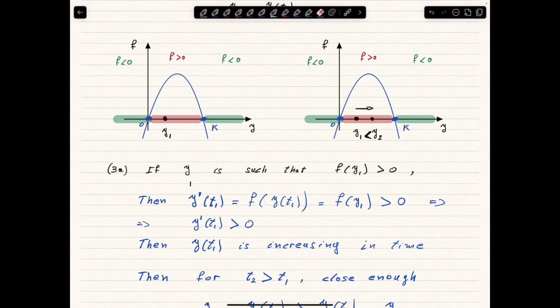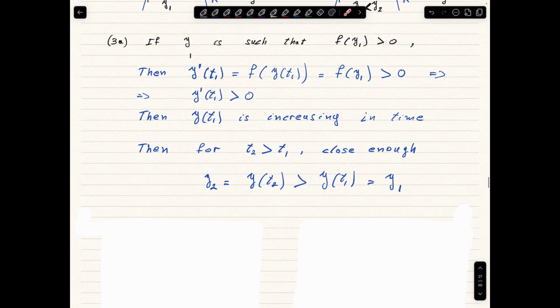So here. And the same is going to happen with any y1 in this region. If you pick a y1 here, a y2 has to be here. If you pick a y1 here, a y2 has to be here. You pick a y1 here, the y2 has to be here. So values of the function in this interval are always moving to the right because f is positive. That is the conclusion of this part.